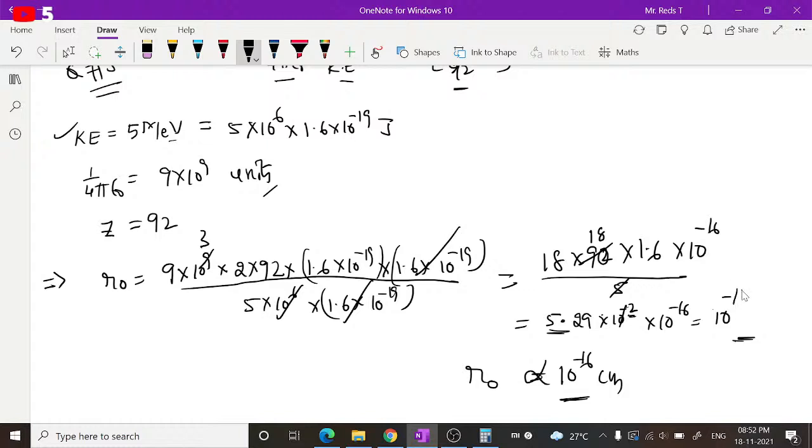Conversion: 10 power minus 16 plus 2 is 10 power 14 meters. Now if you want to write in centimeters, 10 power minus 12, we have to write 10 power minus 2, so we will get 10 power minus 12 centimeters. So this conversion we did wrong. We will get 529 point something into 10 power minus 16. If you want to write in one decimal, write it as 5.29 into 10 power plus 2. That is the answer.